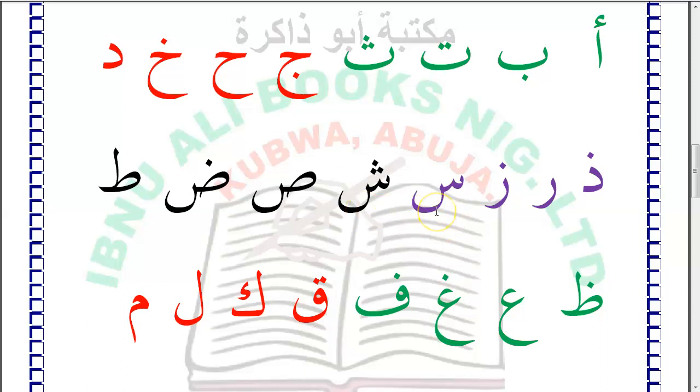So sinun has no dots, but shinun has 3 dots written on top of it. I want to believe you have no problem with the pronunciation. Then we have sodun, then dodun. You have no problem with sodun.